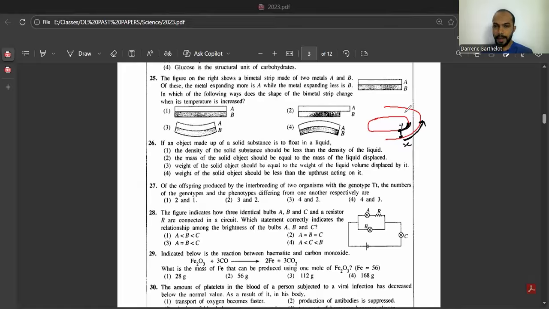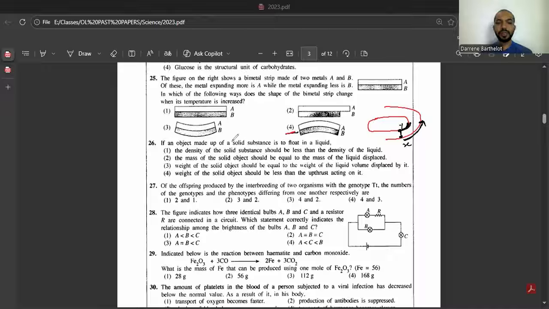So apply the same thing here. If A is expanding more, then it should bend like this. Because if metal A is expanding more, its length should be higher than the length of B. So the answer should be answer number 4.